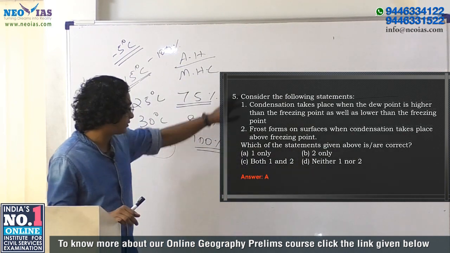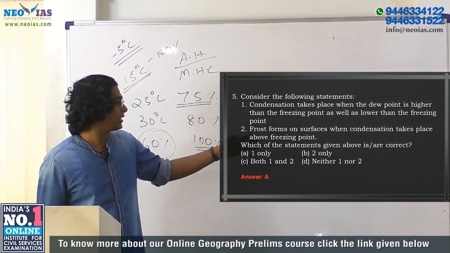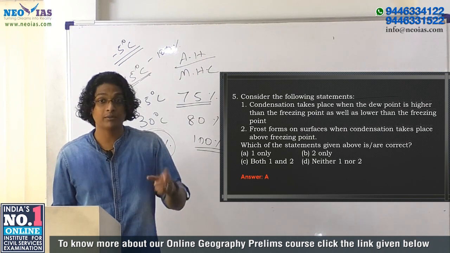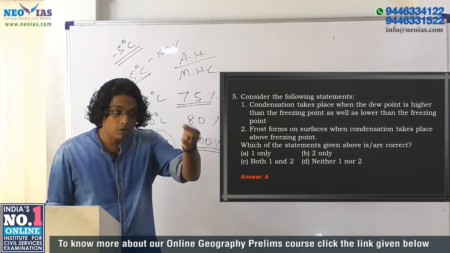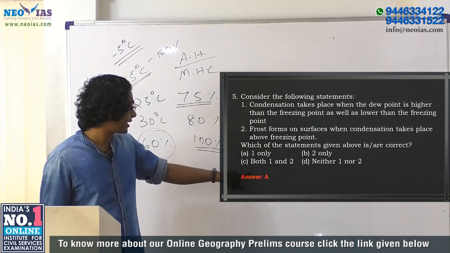The second statement, the first one is correct. The second one: frost forms on surfaces when condensation takes place above freezing point. Above freezing point, it will be dew. Below freezing point, it will be frost. So the second statement is wrong. Answer here is A.